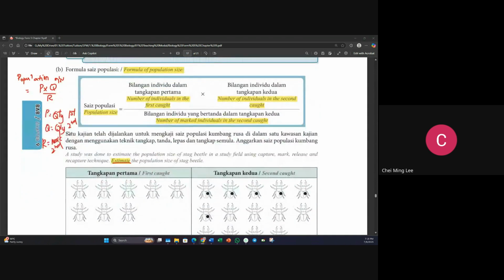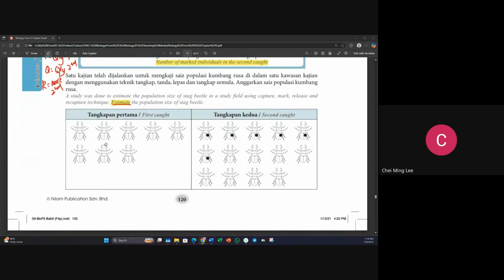All right, then let's see the example. So this is the first cohort. We have 1, 2, 3, 4, 5, 6, 7, 8. In total, I catch 8 beetles. Stag beetle, this one is actually a stag beetle. A normal beetle has only one horn. If it has horns side to side, it is a stag beetle.